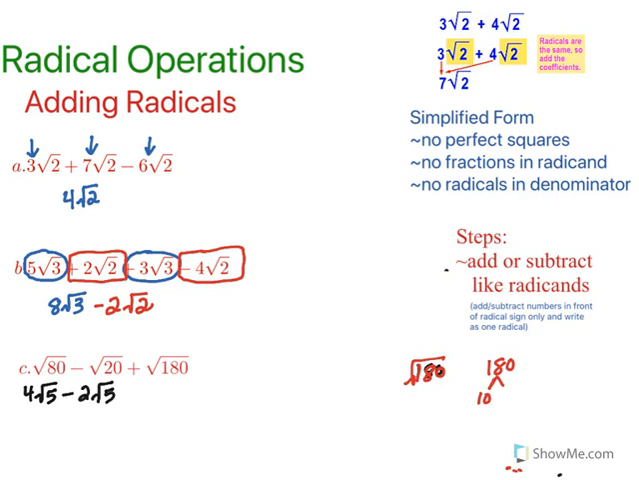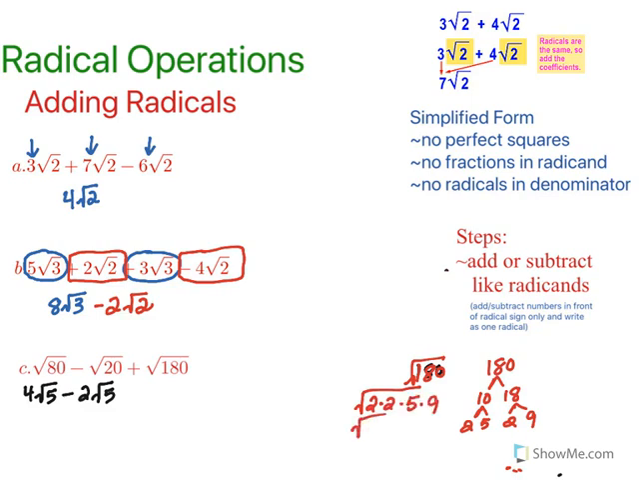So 180 is 10 and 18. 10 is 2 and 5. Both of those numbers are prime. 2 and 9 will give me 18. 2 is prime, 9 is a perfect square, so I'm going to leave that. I'm going to rewrite this as 2 times 5 times 9.